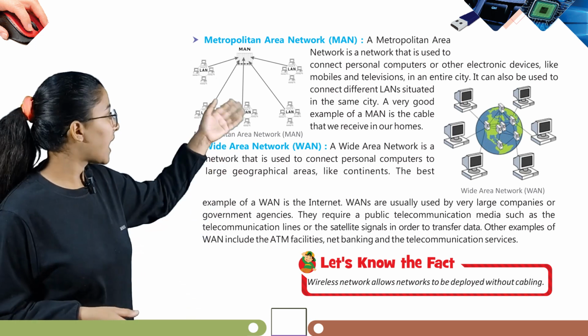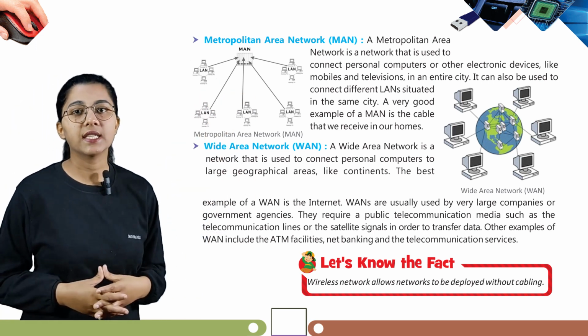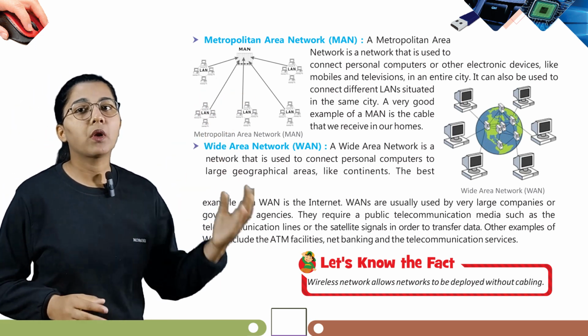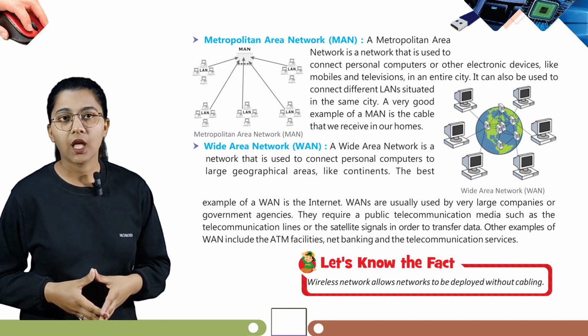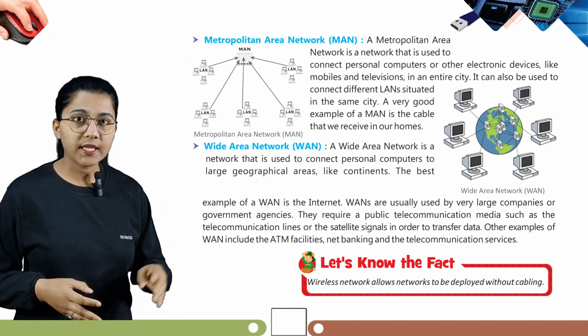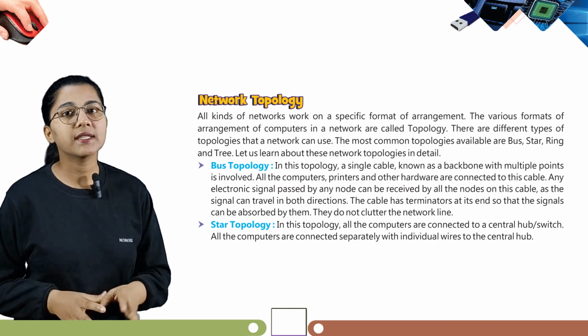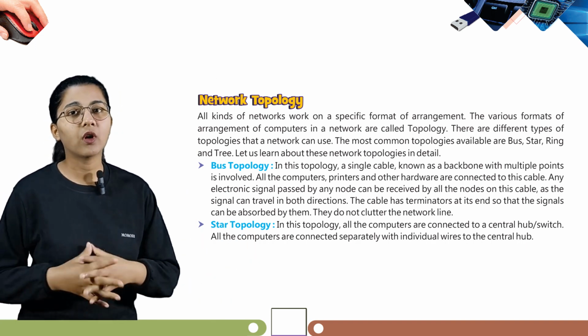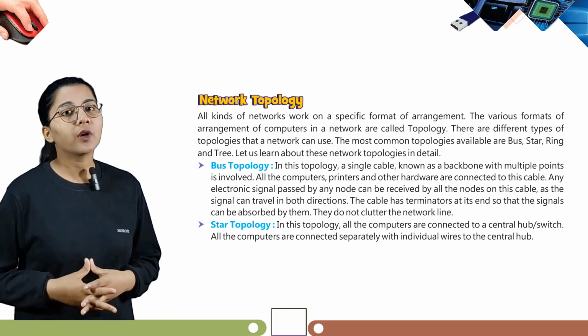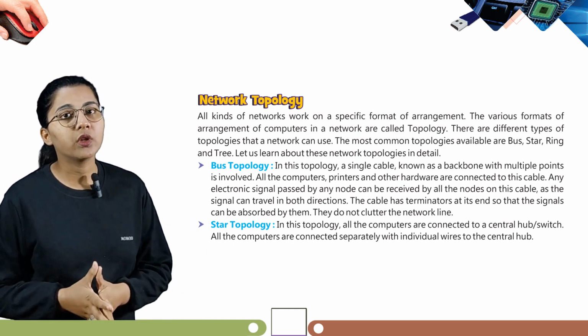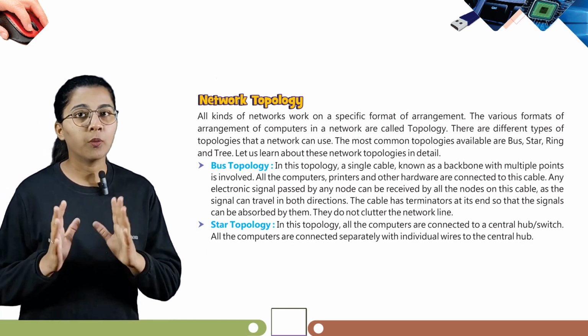Now students, we have an interesting fact that says wireless networks can be deployed without cabling. Now our next topic is network topology. All kinds of networks work in a specific format of arrangement. The various formats of arrangement of computers in a network are called topology.